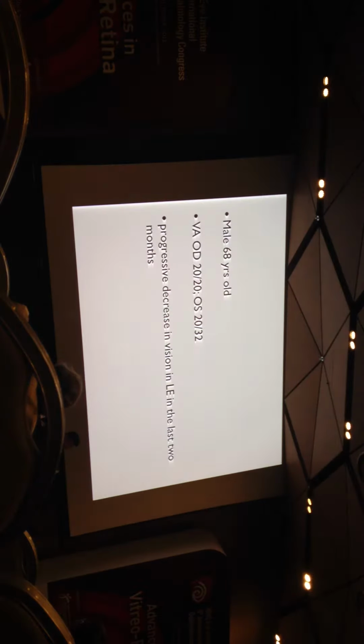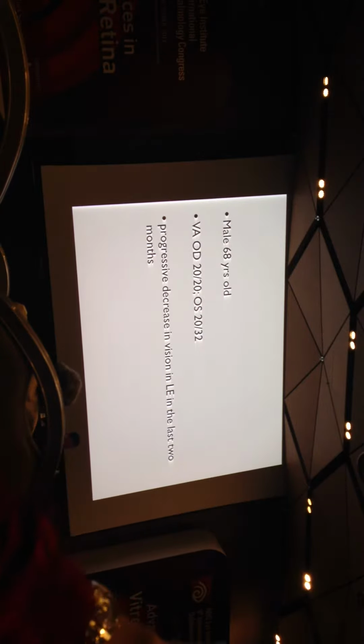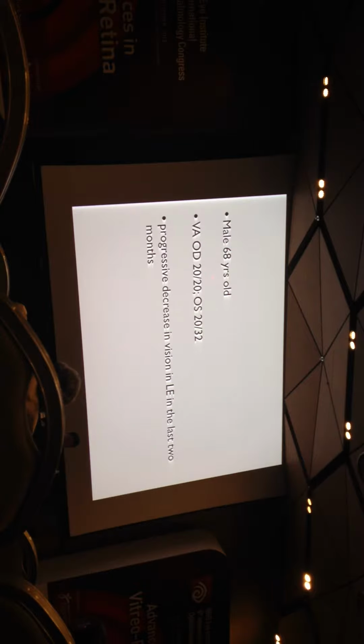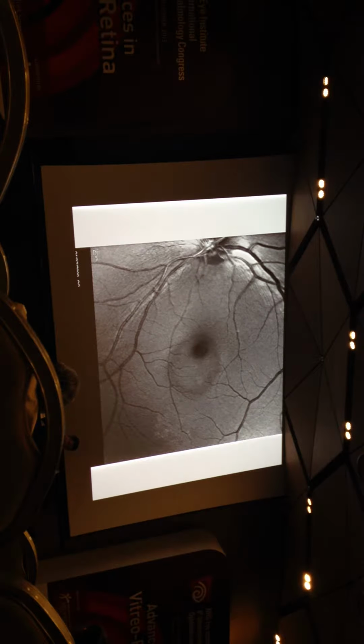Now, since it's late, it's the last day, we will go through some cases, and I hope you will enjoy. It's quite a strange case. A male, 68 years old, progressive disease, decreasing vision in the left eye in the last 2 months. And here is the case.